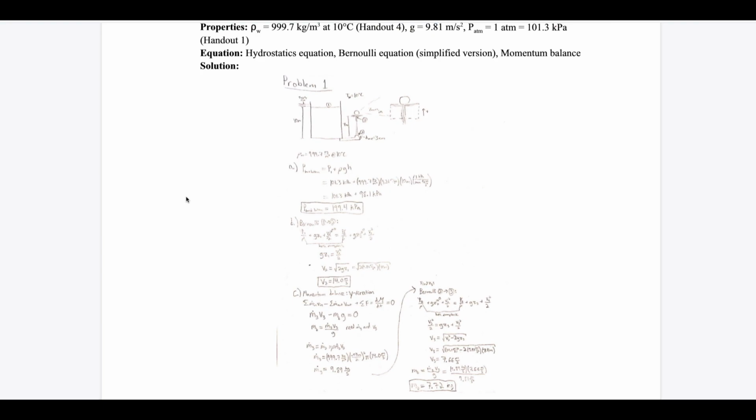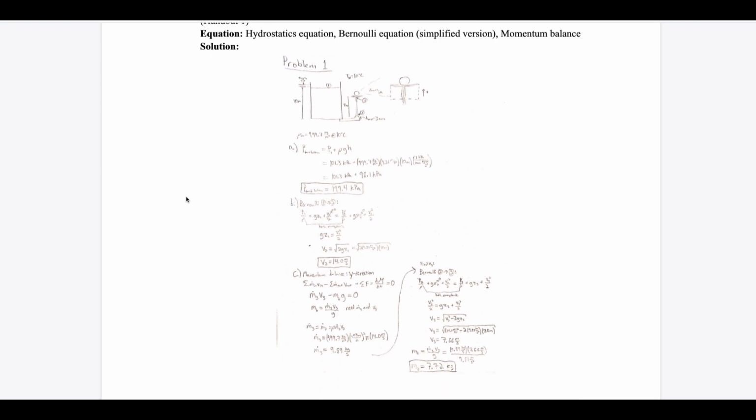in Part B. In Part C, the water was assumed to have no y-directed component, as the water was assumed to exit in the x direction only. To find the maximum mass of the ball, a momentum balance was used, as well as the continuity equation and the Bernoulli equation.